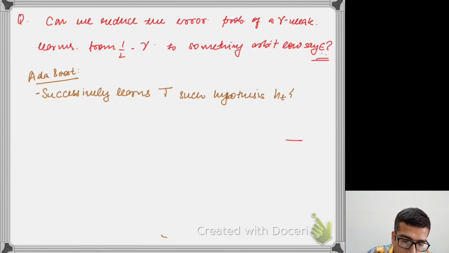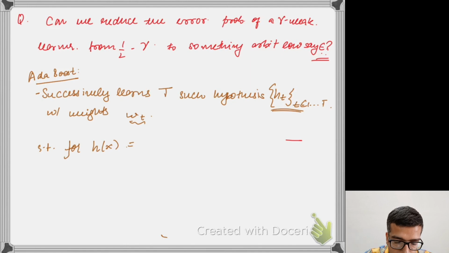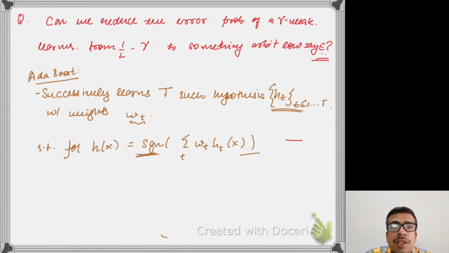H sub t, t from 1 up to capital T, with weights w_t. Basically now there are all these hypotheses and we need to combine them with weights w_t, and of course these are all plus minus 1. So you can take a weighted sum of these, but the weighted sum need not give me something plus minus 1, so I take the sign function, meaning that if the combined weighted sum is positive, I give a plus 1 value. If it is negative, I give a minus 1 value.